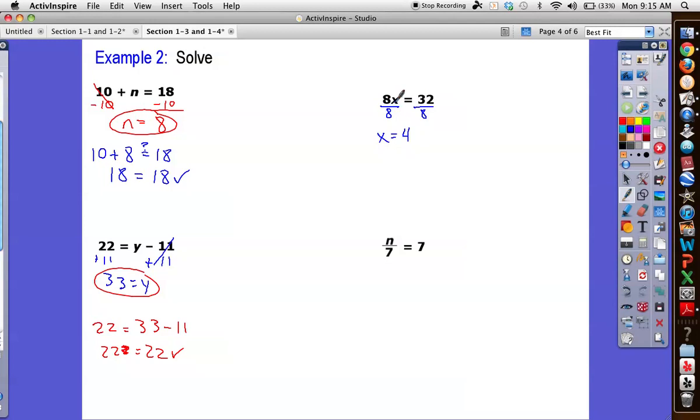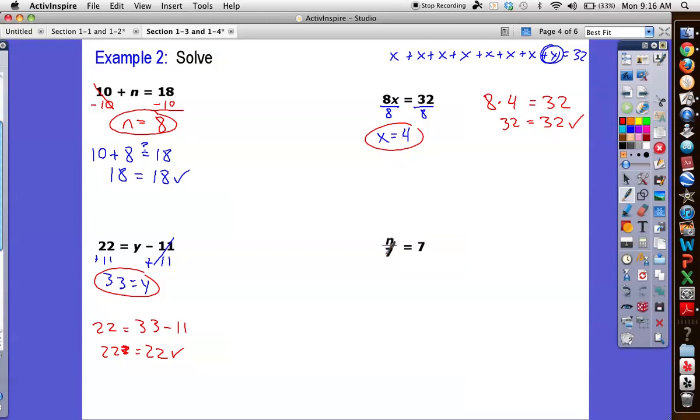So if I have 8 groups of x, x plus x plus x plus x, 1, 2, 3, 4, 5, 6, 7, 8. That equals 32. If I have only one of those groups of x, well, that's going to be 4. That would be 4 plus 4 plus 4 all the way up to 32. So checking this then, I plug in 8 times 4, and my solution works. Notice, guys, I hope you're thinking about these things in your head and you're not just blindly doing the math. That's where a lot of people get in trouble.